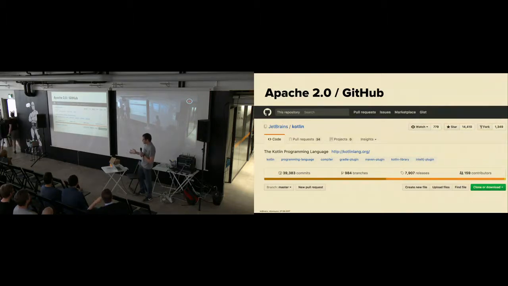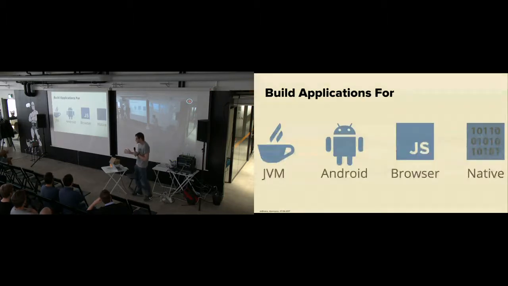And as for history, Kotlin started in 2010. It was open source on GitHub from day zero. It's open under the Apache 2.0 license, so you can use it everywhere you like. You can create pull requests. You can take a look at what's going on in there. So everything is open.